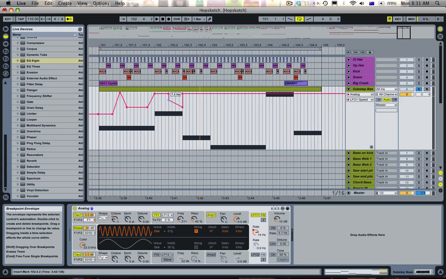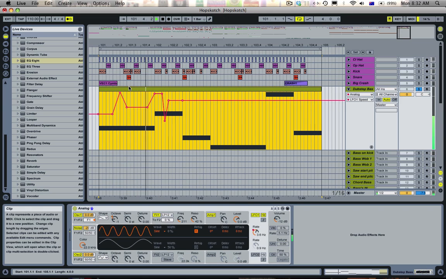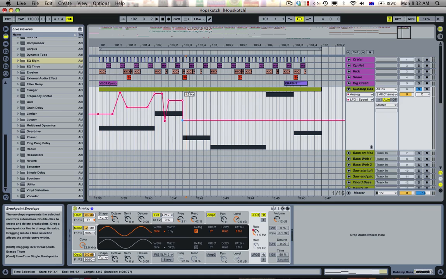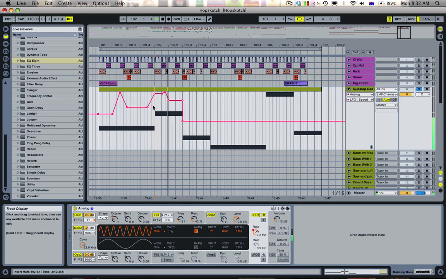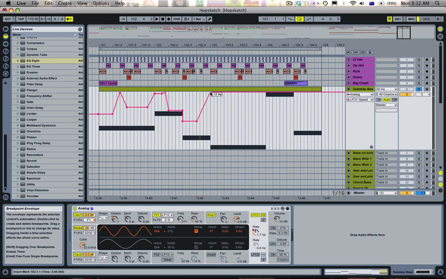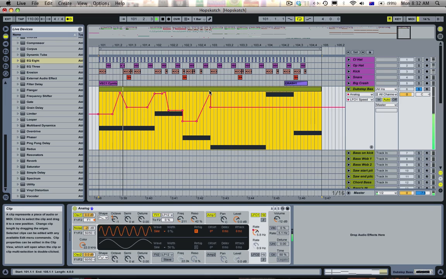I'll just hold my command key to make the resolution of dragging finer. So there we are, 7.2, cool. So now I'll do another big automation down. I'll just go to 0.9, I guess, there. Go to 0.9 again. Actually, I might go higher with that one. Maybe bring that to 2.7, so it's a triplet. Bring that all the way up to the top again and come back down to say 3.6. So you get the idea.